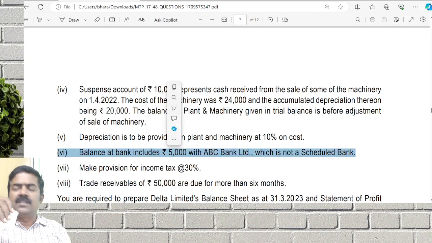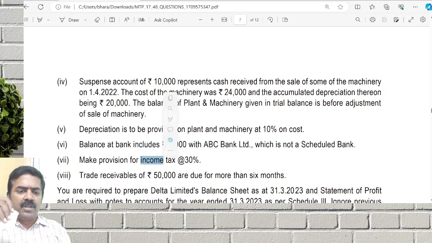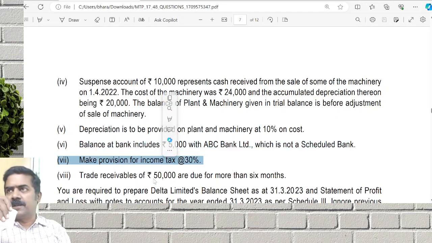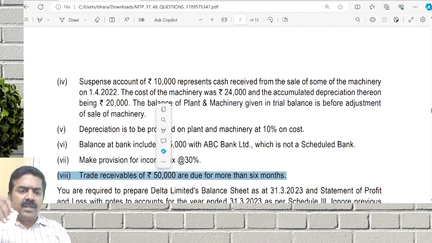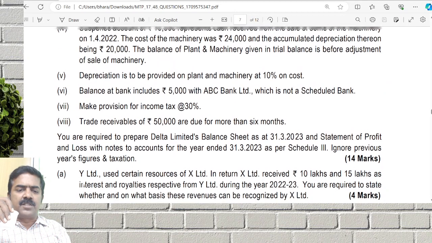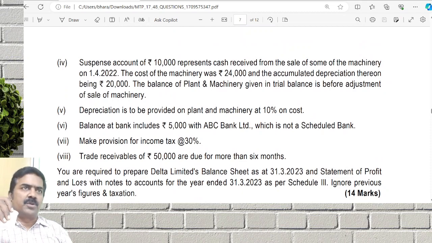Bank balance is with the non-scheduled bank, it is a notes to accounts. Provision for income tax 30%, it will come in P&L account. Trade receivable due for more than 6 months is which one? Notes to accounts.